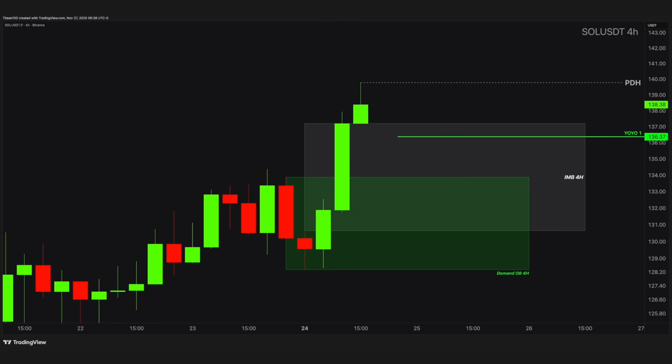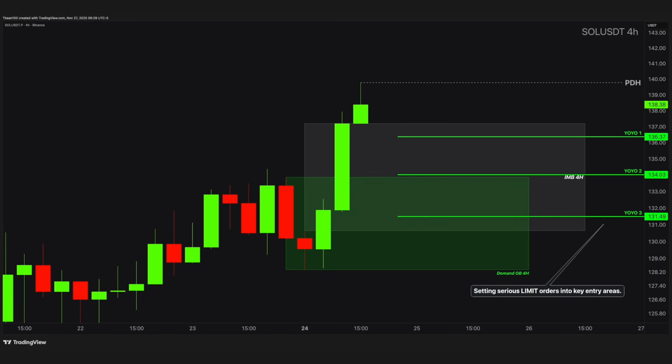You can place your first order at the start of the imbalance, then your second order around the EQ of the imbalance, which also lines up with the support and resistance flip area. And finally, your last order can be placed right on the order block area, the demand zone.